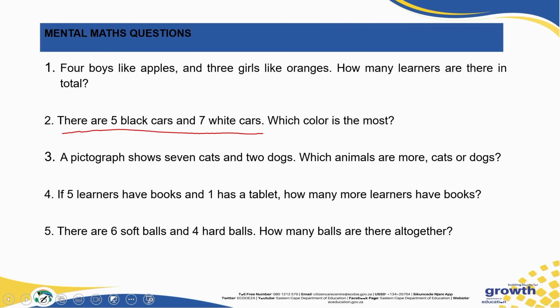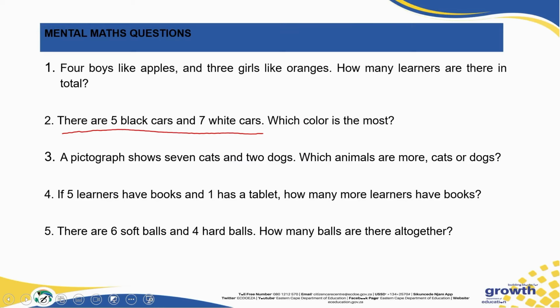Now, let us move to our second question. There are 5 black cars. I know you like cars, grade ones. There are 5 black cars and 7 white cars. We are now going to compare these two numbers. 5 black cars with the 7 white cars. Here is my question. Which color is the most? Well done. 7 white cars. Therefore, white is the most color. You are doing well, grade ones.